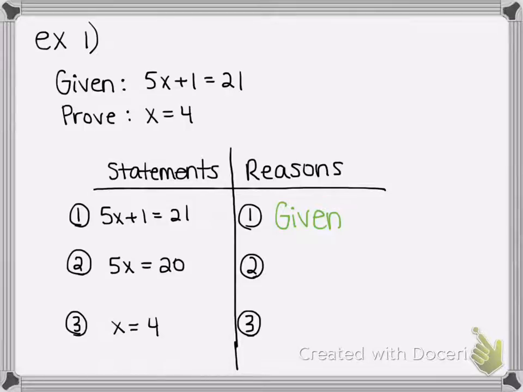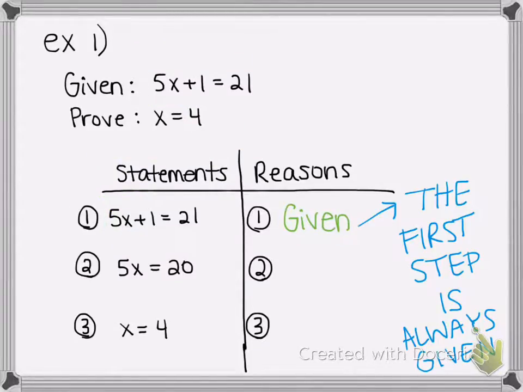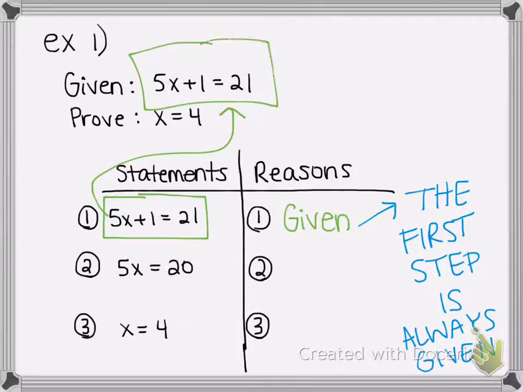Think about this. We're trying to figure out, whenever we do a proof, how in the world we got to step 1. Well, we can say that 5x plus 1 equals 21 because, hello, they gave us 5x plus 1 equals 21. So, I'm going to let you in on a little secret right now. The first step is always going to be given, okay? As long as this first statement right here matches your given statement right here, your first step is always given, okay?